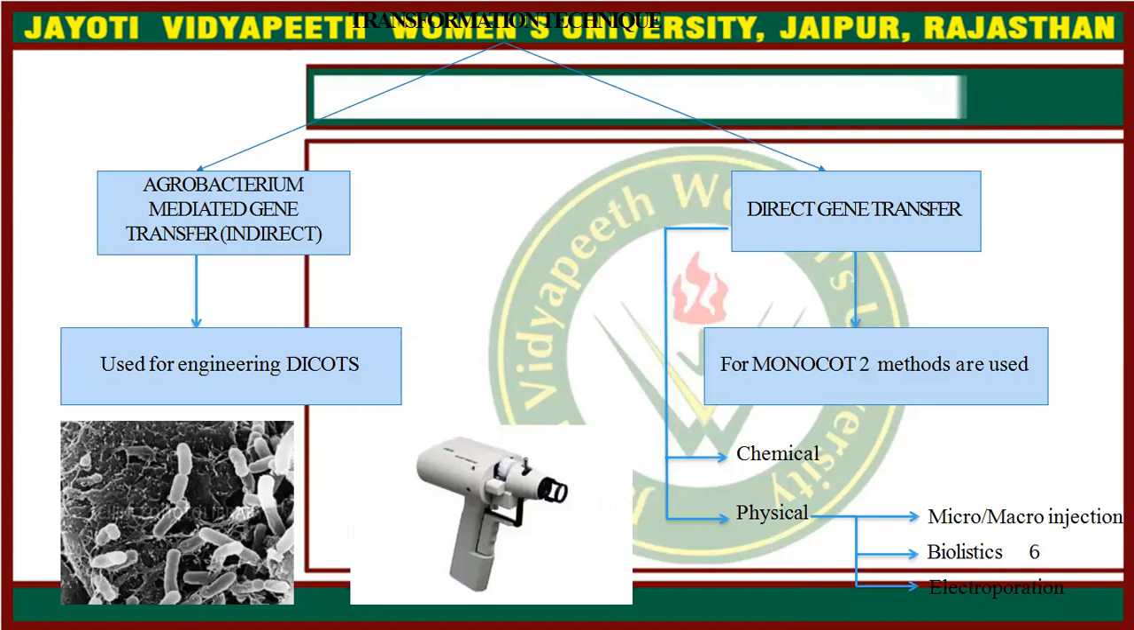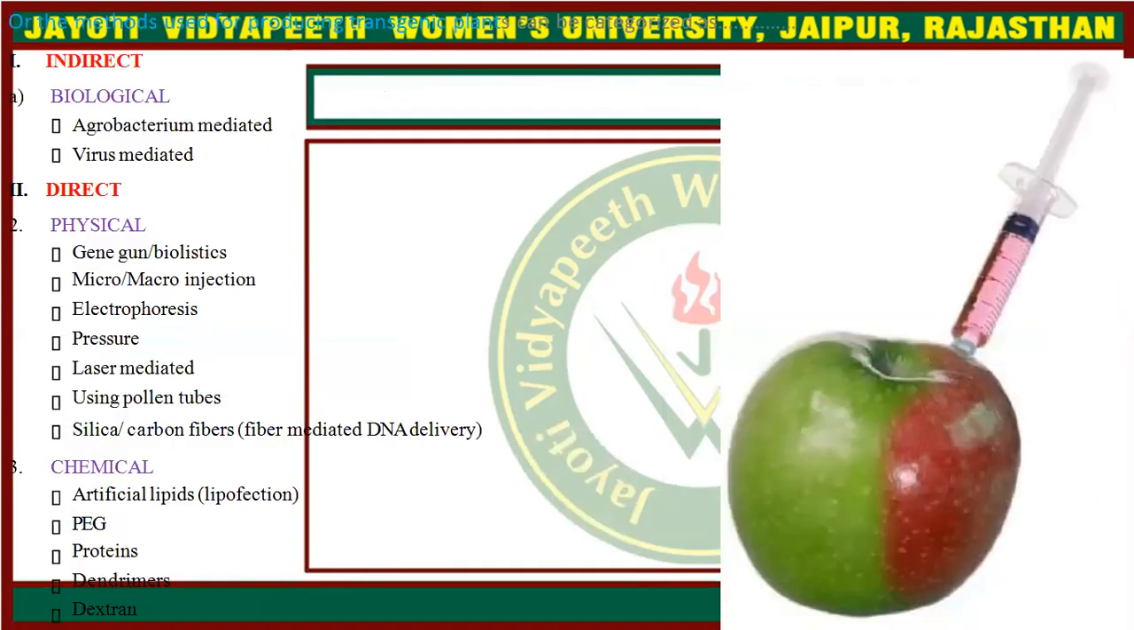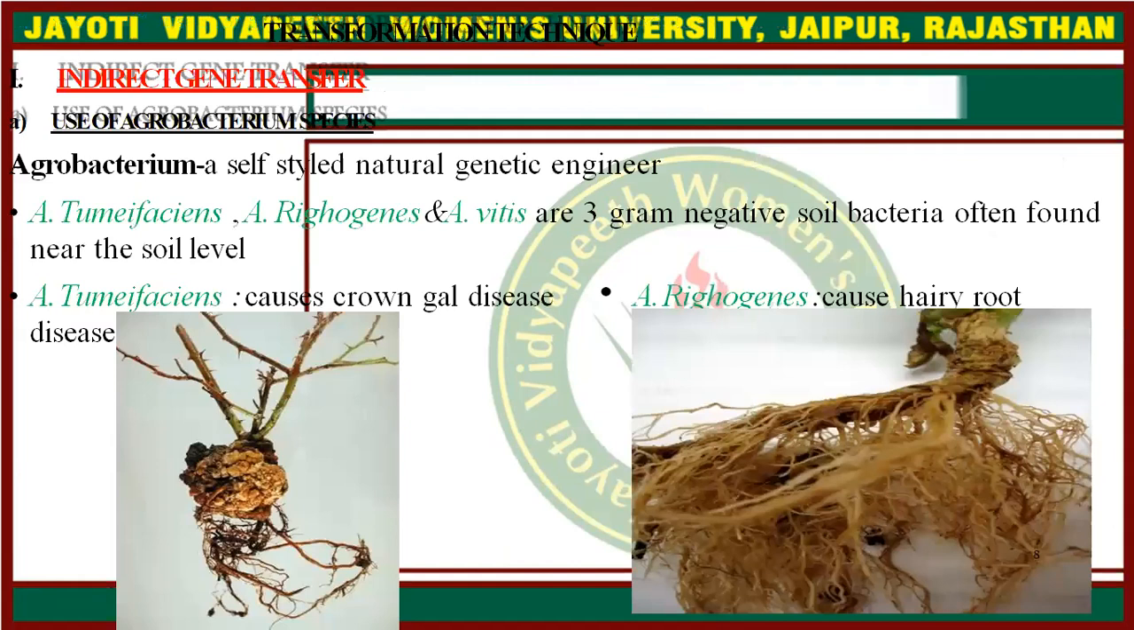Agrobacterium mediated gene transfer is basically used for engineering dicots. Direct gene transfer can be used for monocots, and two kinds of methods are used, chemical and physical. By the physical method, we can use micro or macro injection, electroporation and biolistics. These are the various methods. In indirect gene transfer, we can use Agrobacterium tumefaciens, Agrobacterium rhizogenes, and Agrobacterium vitis.